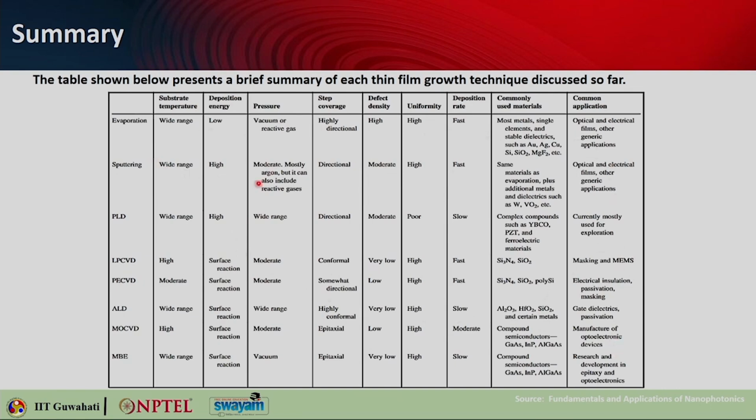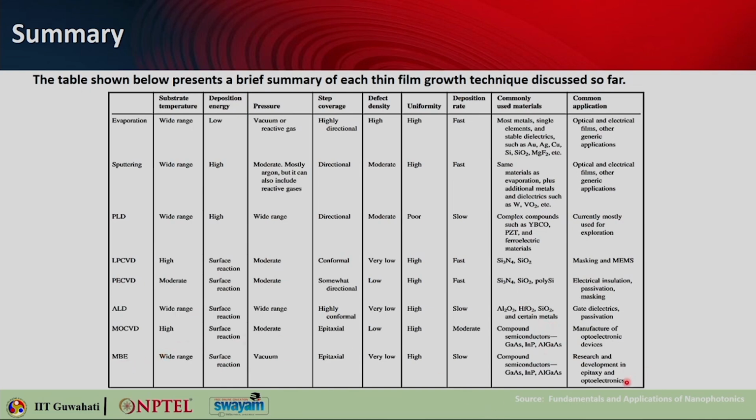This actually gives you a very good idea. What is important to see here is that all these methods more or less are very uniform, other than pulsed laser deposition, which does not give very good uniformity, and is also slow. Evaporation and sputtering are fast deposition methods; these are physical methods. In chemical methods, LPCVD and PECVD are fast methods. You can also see the substrate temperature. In the case of physical methods, you can have a wide range; in LPCVD it should be high, in PECVD it should be moderate, and these are the materials that can be used.